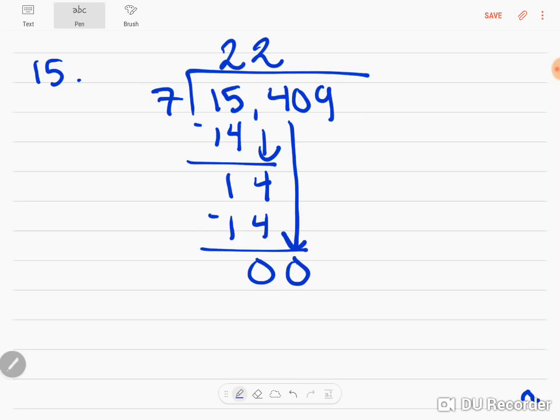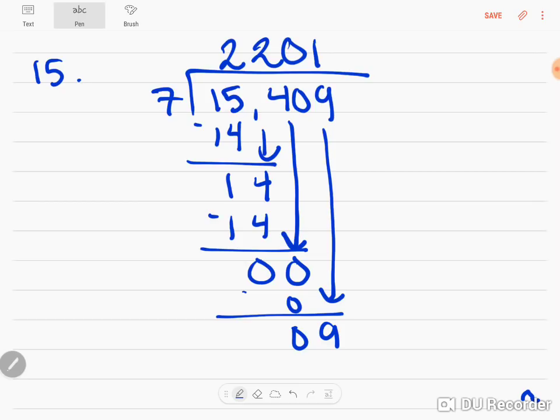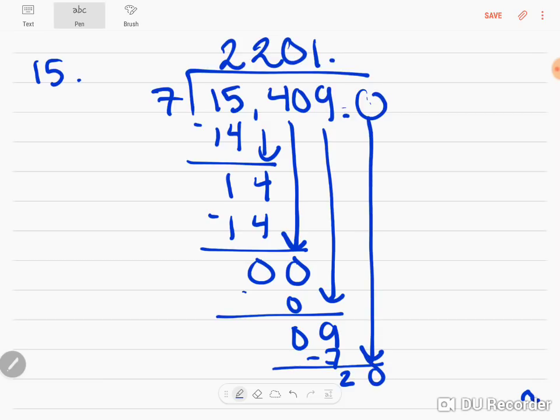How many times does 7 go into 0? 0. Bring down that 9. How many times does 7 go into 9? 1. Minus 7, 2. Now I'm doing a decimal. You see how I created a decimal and I wrote the decimal right here and I wrote it right there. How many times does 7 go into 20? 2. 14. I'm running out of room here.